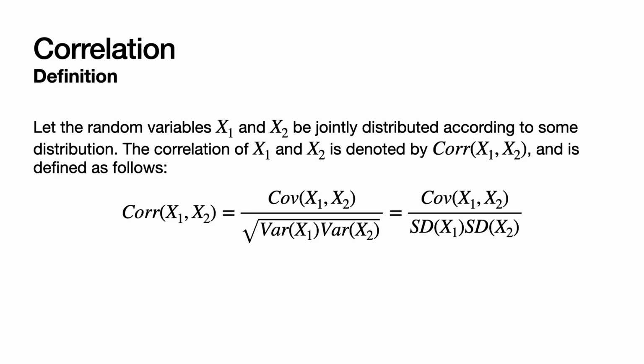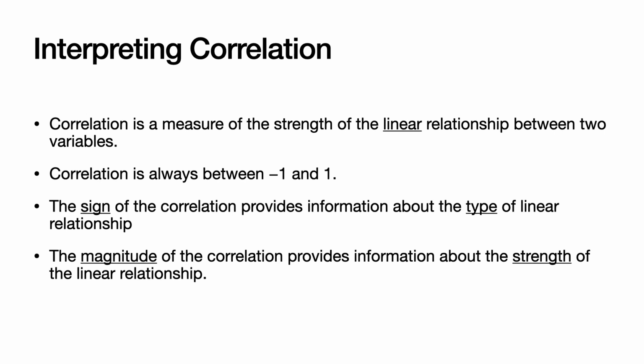Now, since the square root of the variance of a random variable is equal to the standard deviation of that random variable, we can also define and calculate the correlation of the random variables x1 and x2 as the covariance of x1 and x2 divided by the product of their standard deviations. So divided by the standard deviation of x1 times the standard deviation of x2. So that is how correlation is defined. Now let's look at how to interpret correlation. So what does the correlation give us? What kind of information is it providing?